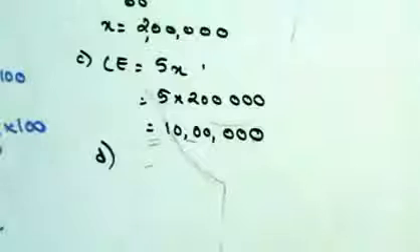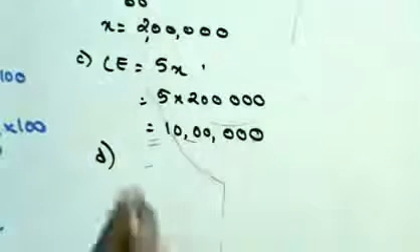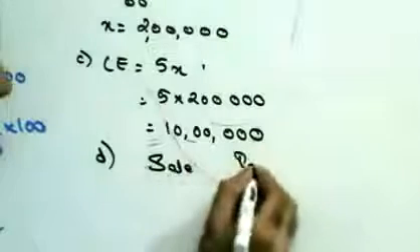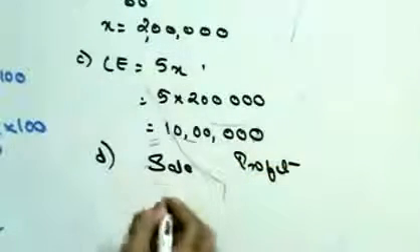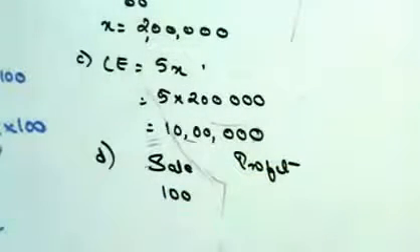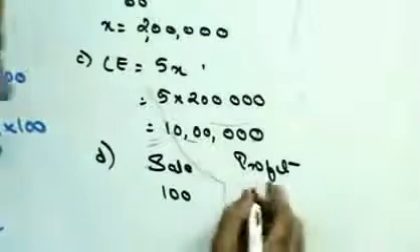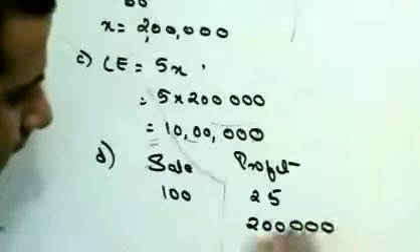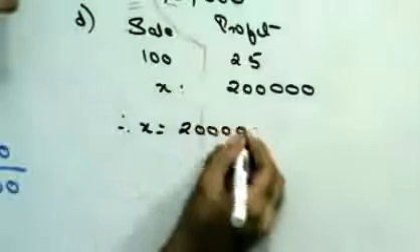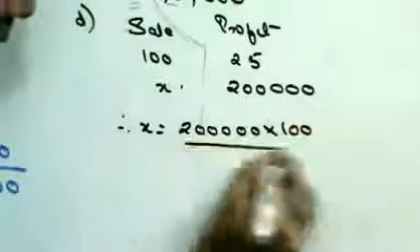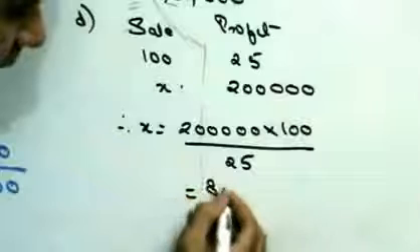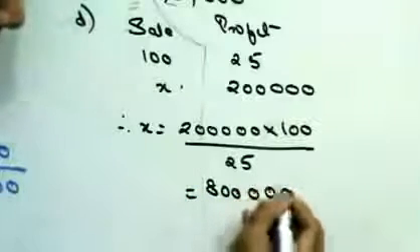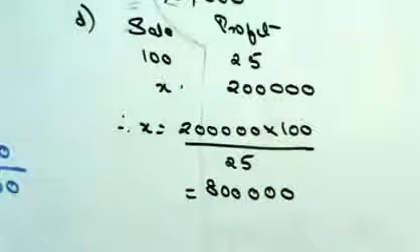Right. Next, I can also find out my sales. Sales is 100. Profit margin was given to you as 25. You just found out profit is 2 lakhs. So in that case you can find out sales. Sales is going to be 2 lakhs into 100 divided by 25. 8 lakhs. Did we find out everything? I found out sales, I found out profit.